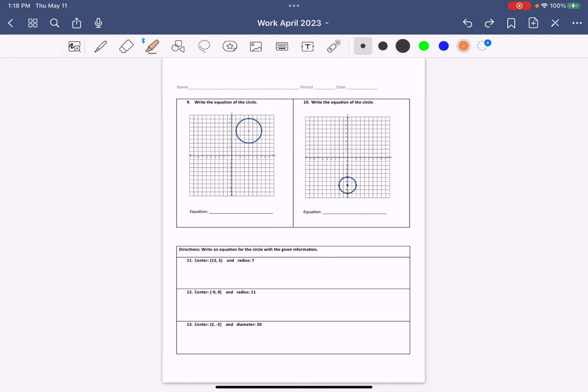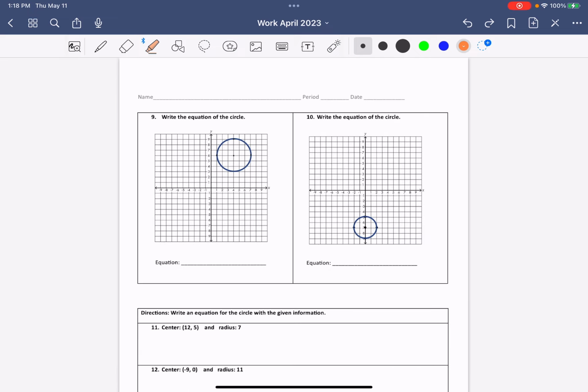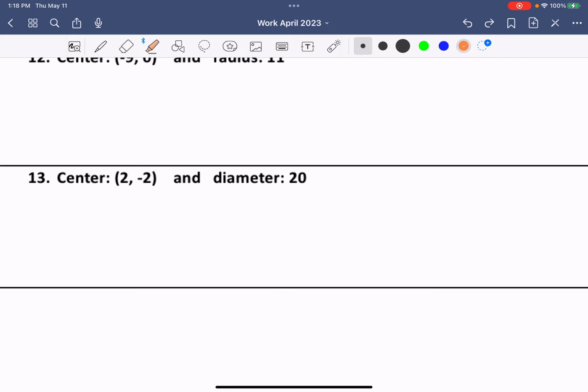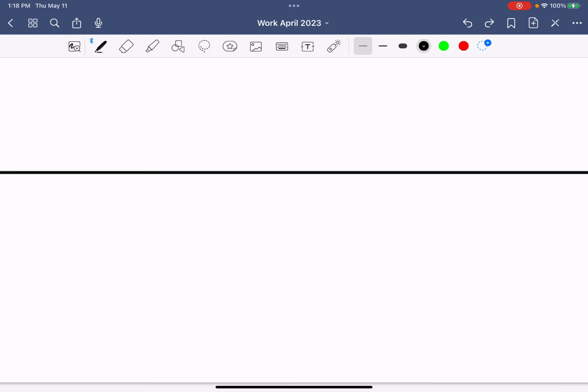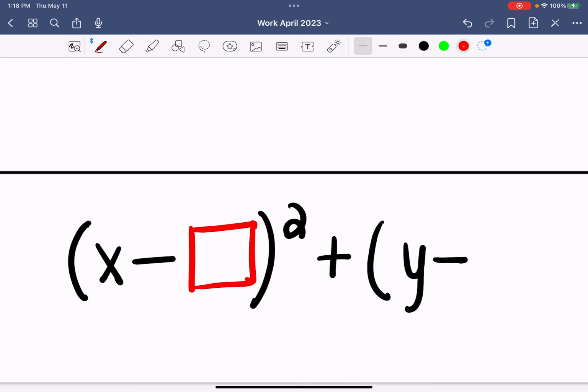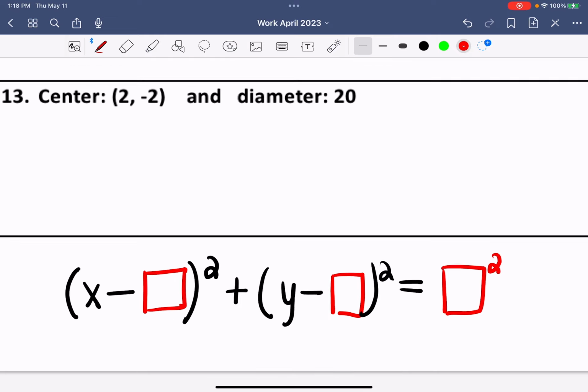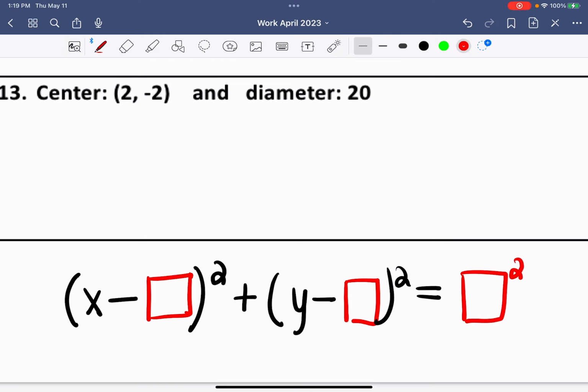Okay, the last one is equations of circles. So for an equation of a circle, I'll write it at the bottom. We need x minus our horizontal value and square it, plus y minus the vertical value, close it and square it, and then it equals the radius squared. Okay, so that's what we're building. We're building that each and every single time.